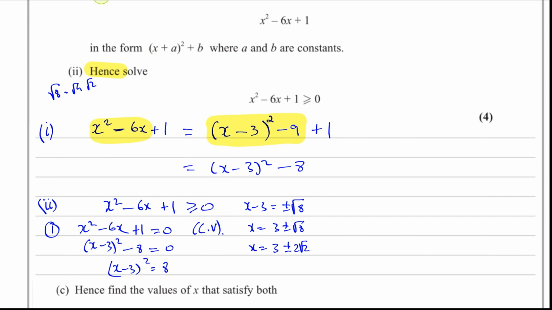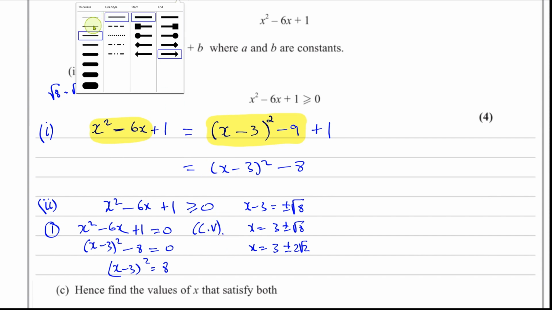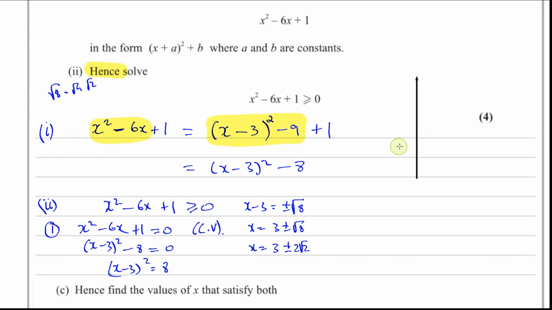Now, the critical values are the places where the graph of x squared minus 6x plus 1 will equal 0. So if I draw a little sketch of this graph, we know that it's a smiley face. We know it crosses the x-axis at 2 places, 3 plus 2 root 2, which is a positive value, and 3 minus 2 root 2, which is also positive, because remember, root 2 is 1.4, and 2 times 1.4 is less than 3, so it's going to be somewhere over here. It crosses the y-axis at 1: when x is 0, y is 1. So it's going to look something like this, if you were to draw it.